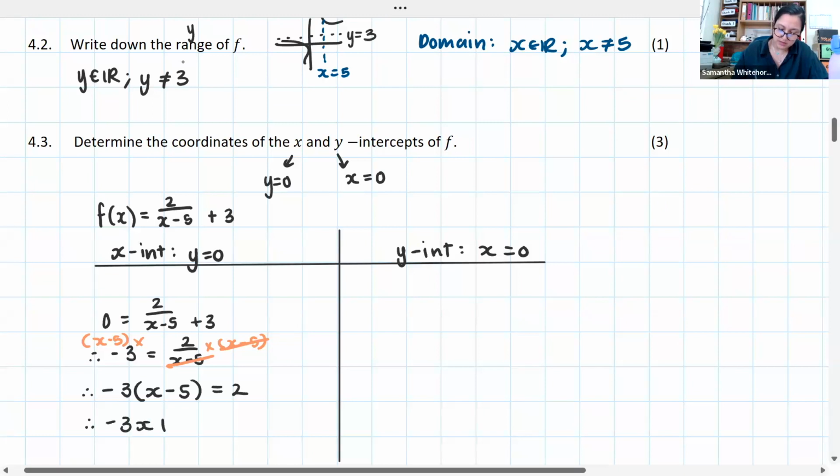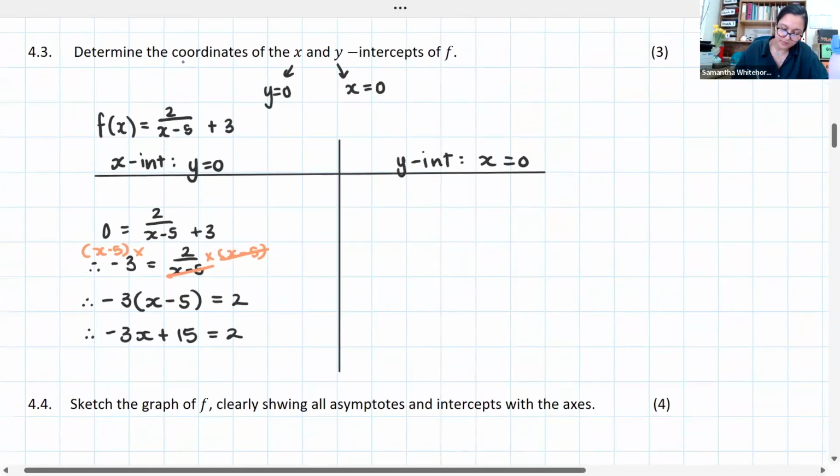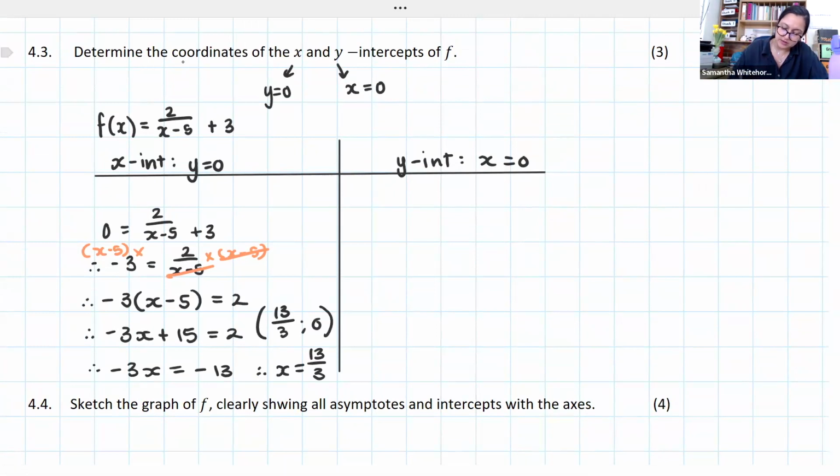Minus 3x plus 15 is equal to 2. So -3x is equal to -13. So x is equal to 13 over 3. I'll write this all neatly in a second. Actually, no, let's just do it here. So your x-intercept is 13 over 3, 0.